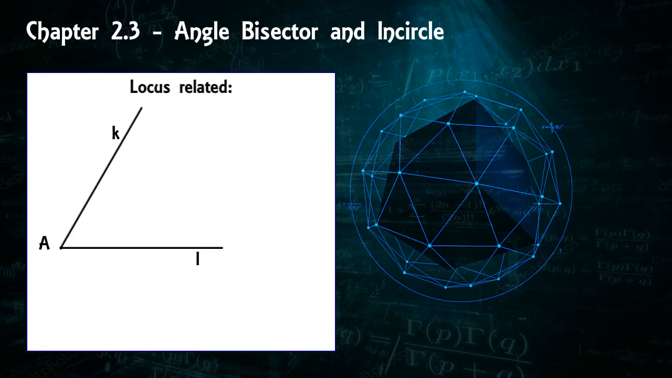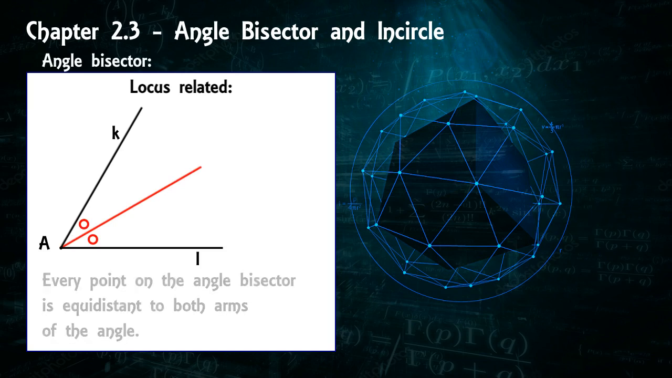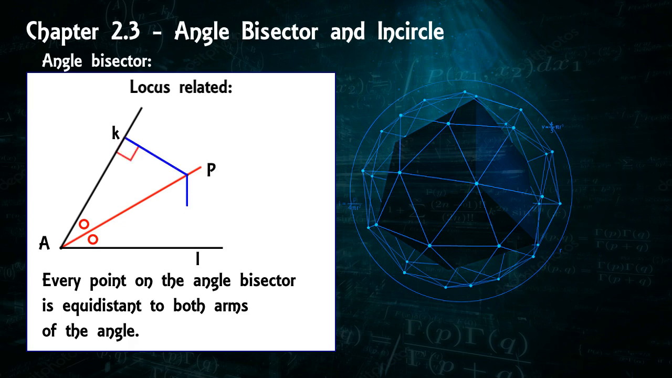This here is angle A. Angle A is 60 degrees, but that's beside the point. If I need to find all points that are equidistant from both arms, I have to draw the angle bisector. Because the angle bisector is a ray that divides the angle in two equal parts, any point on top of that ray will be at equal distance from both arms. So, from this point P, it's the same distance to arm K as to arm L. The notation for the angle bisector is dPK is equal to dPL.